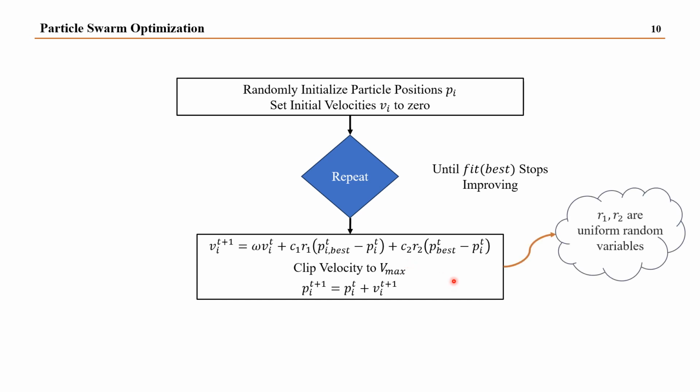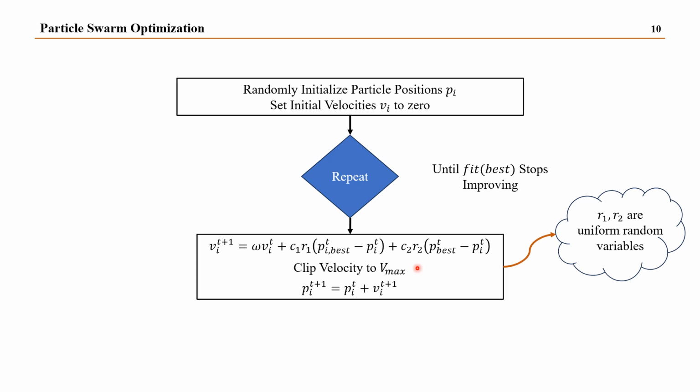Now R1 and R2 are actually uniform random variables. This helps give the particle swarm optimization more flexibility in exploring the solution space. And that's how it works. I should mention that C1 and C2 are positive constants. They could also be adapted during the algorithm's run, but I'll leave this to another time.